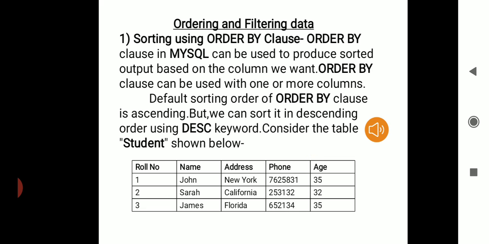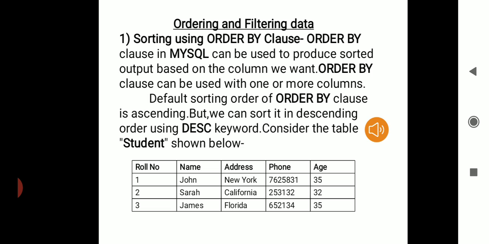In this slide, we will be studying about ordering and filtering data. Let's start with ordering of data using the command order by. So, the order by clause in MySQL can be used to produce sorted output based on the column we want. But the order by clause can be used with one or more columns as well.